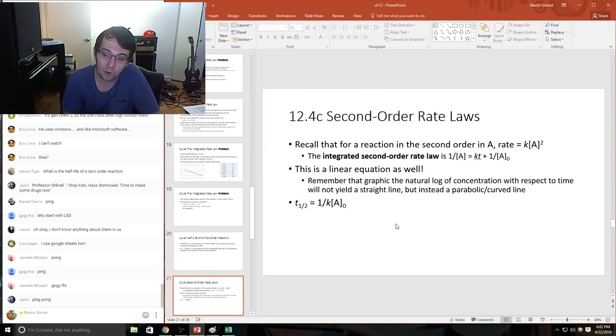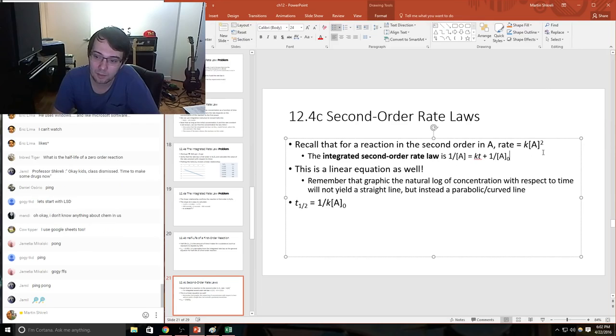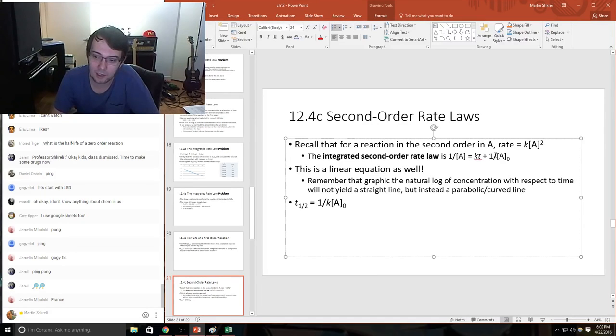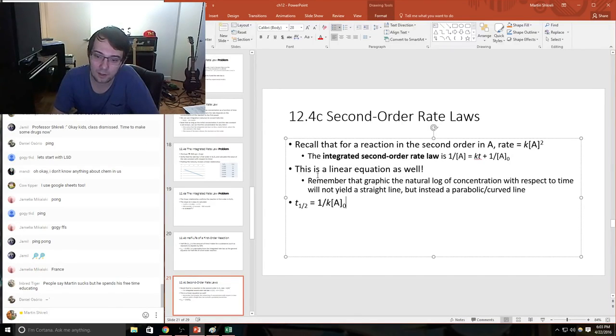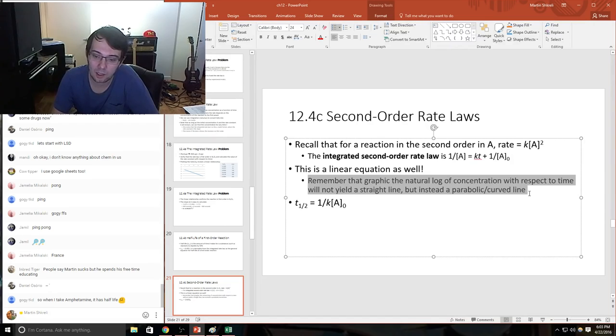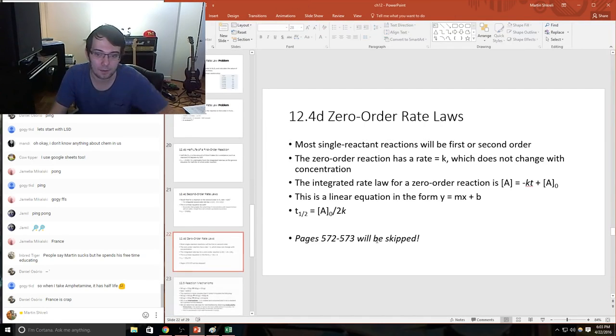Now, if we do a second-order reaction, like k[A]², something that's second order in A, we get this cool formula: 1/[A] equals kt plus 1/[A] at time 0. We can use this and graph it as a linear equation, and graphing [A] with respect to time will give us a curved line. So the half-life looks a little like that in terms of this formula.